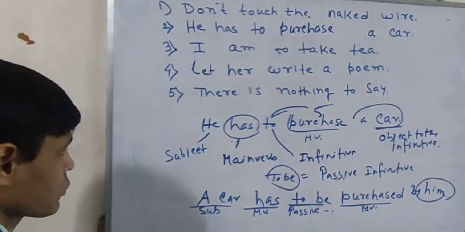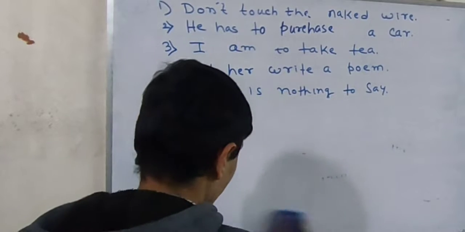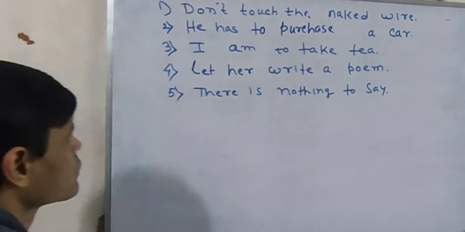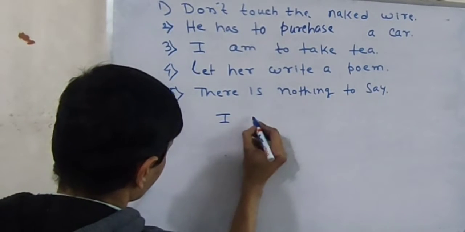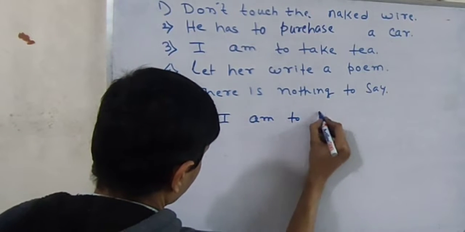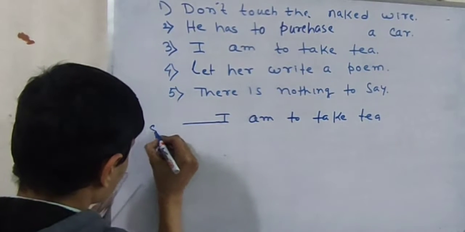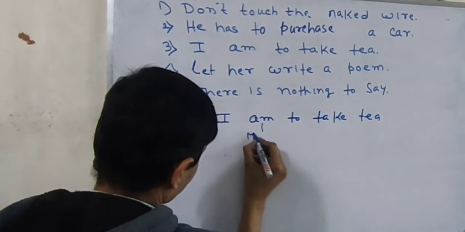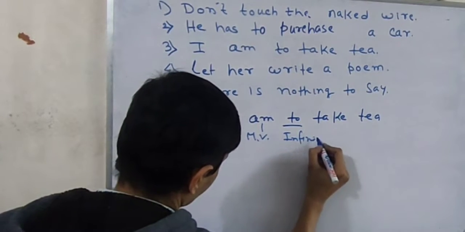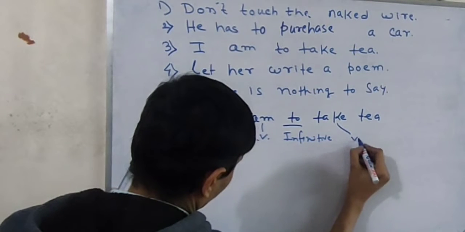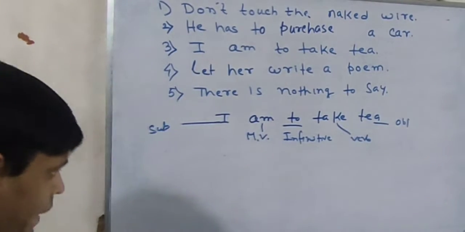Now I would like to discuss the next question. The next question is slightly of the same category. I am to take tea. Subject here. It is the main verb here. It is the infinitive here. It is the verb here. It is the object here. Object to the infinitive. I am to take tea.